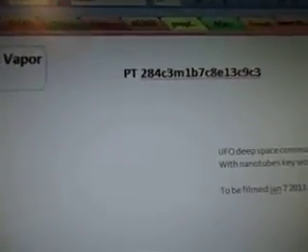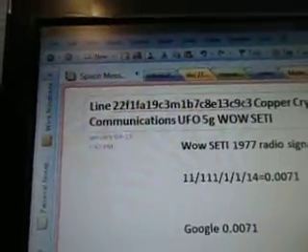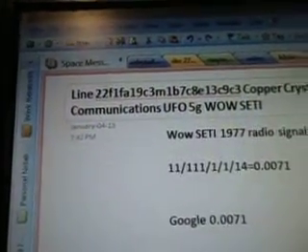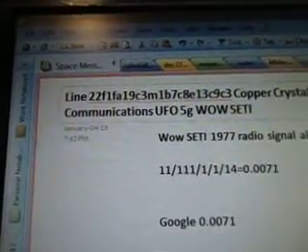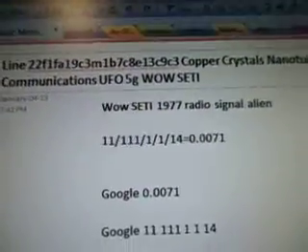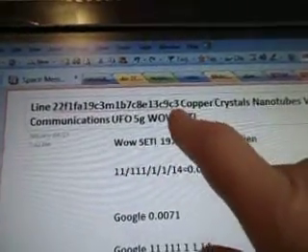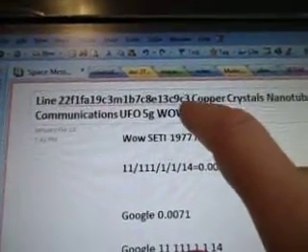Okay, so our next one is part 284C3M1b7c8e13c9c3. So much easier. Okay, so line 22f1a19c3m1b7c8e13c9c3. Copper crystals, nanotubes, vapor, communications, UFO, 5G Wow Seti. You see it's a C and it's 3, so there's 2 and 1 before this one. So you want to start with number 1.